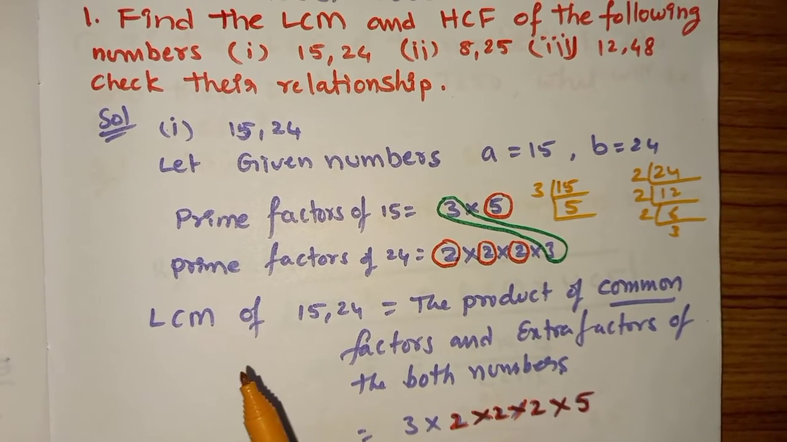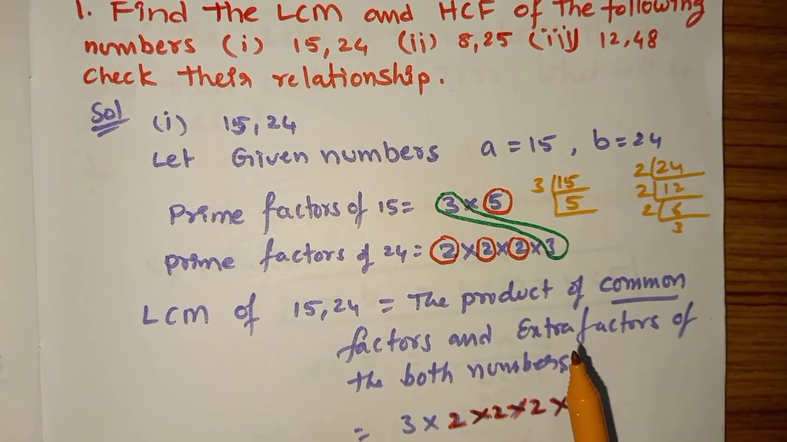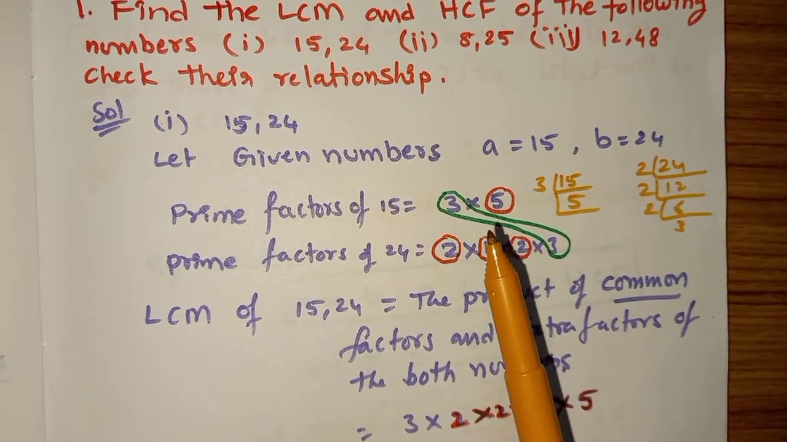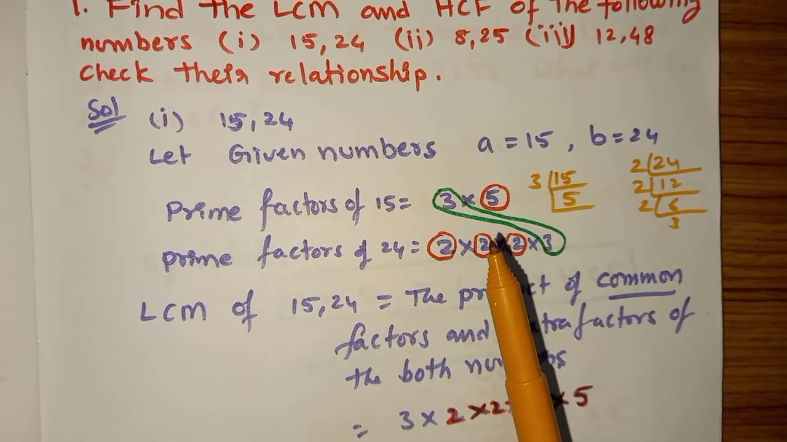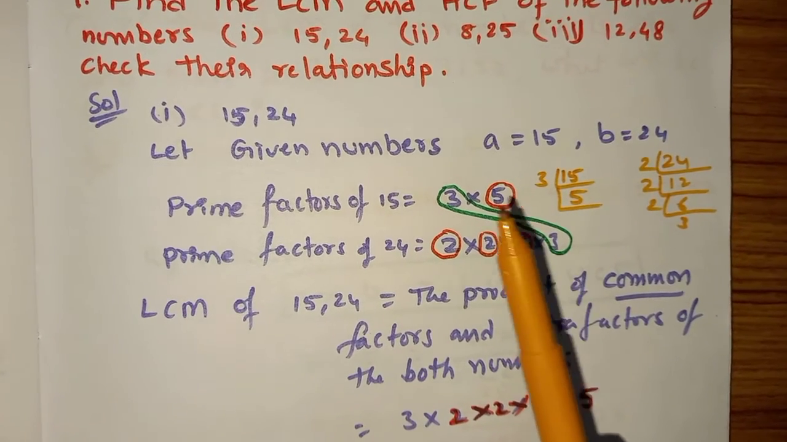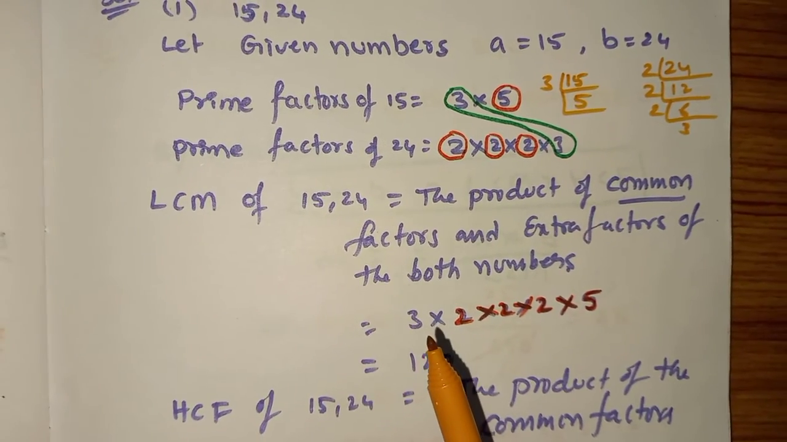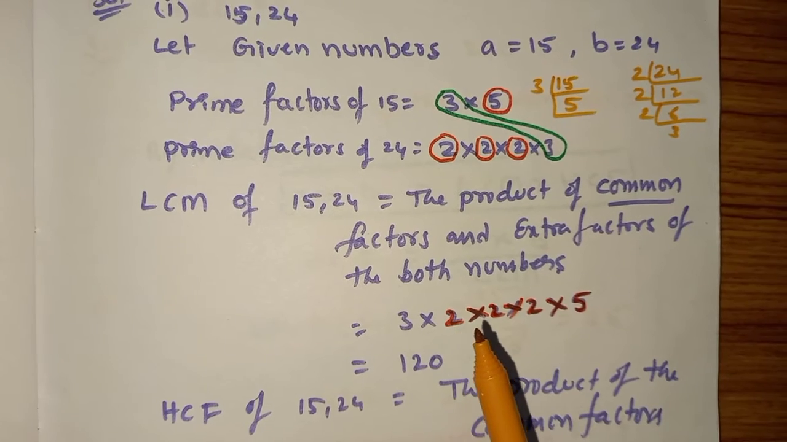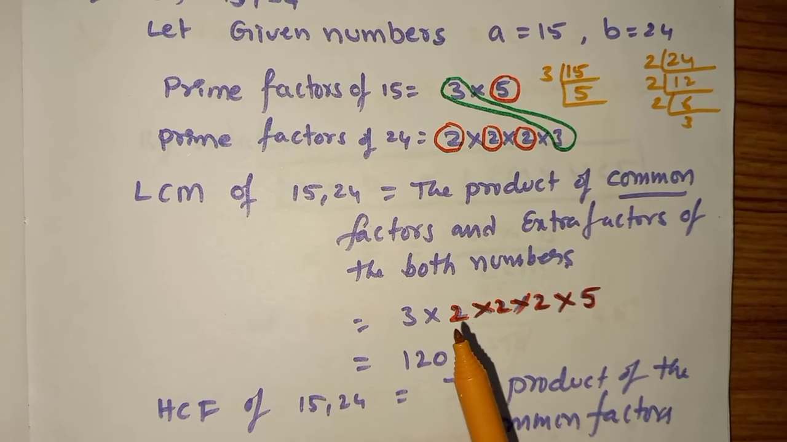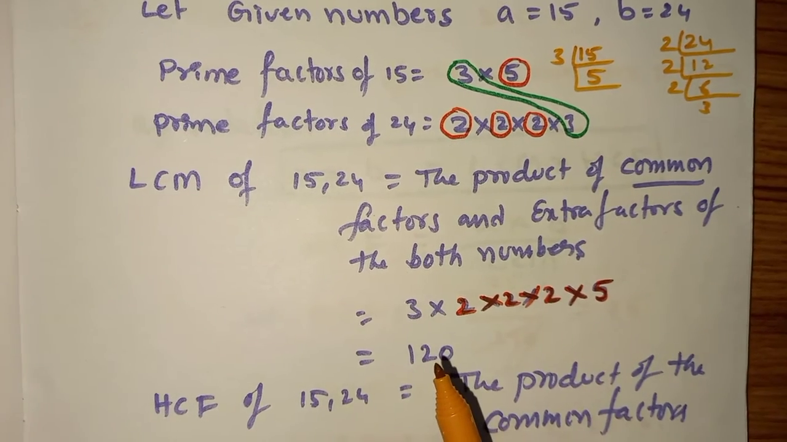Now to find the LCM, we take the product of the common factors and the extra factors of both numbers. First we have to find what is common here. 3 is the only common factor, no other numbers are in common. The other, non-common numbers we take as the extra factors. So the product of 3, the common one, and the extra ones, 2 into 2 into 2 into 5. Multiplying: 3 twos are 6, 2 sixes are 12, 12 twos are 24, 24 fives are 120.